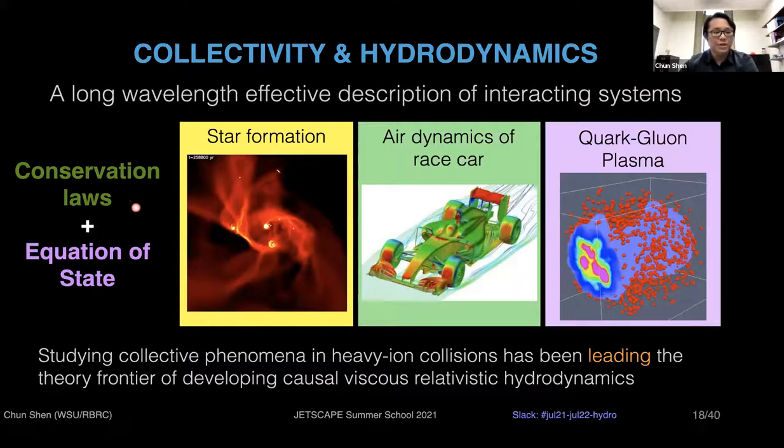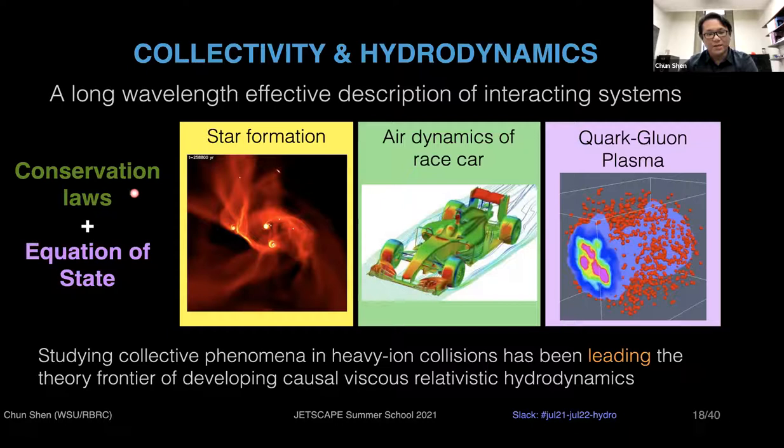These equations need to be solved together with a given equation of state, which describes the properties of the underlying matter, whether it's water or honey or quark gluon plasma. The equation of state will be different for different types of fluid. But the conservation laws you're solving are exactly the same partial differential equations for different types of fluid.